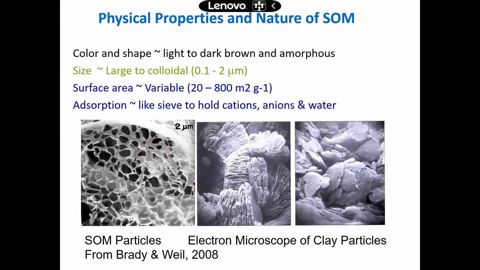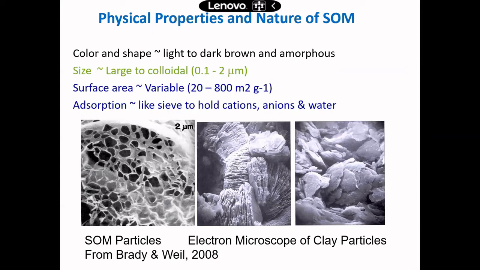Here's a couple of pictures where we can look at the soil underneath an electron microscope. And you can see on the left-hand side there, where we have the soil organic matter particles, these kind of black areas. Those are actually pore spaces for air and water to move. Compare that to the clay particles on the right-hand side, and you'll see how they're kind of stacked together and they're very dense.